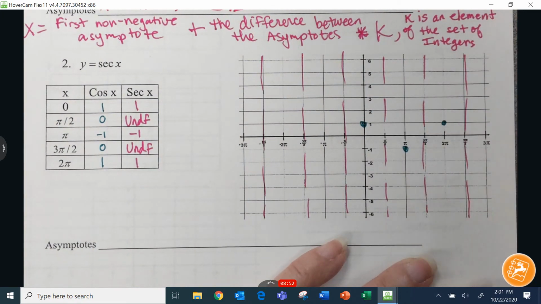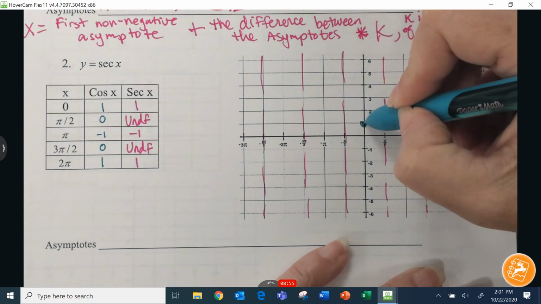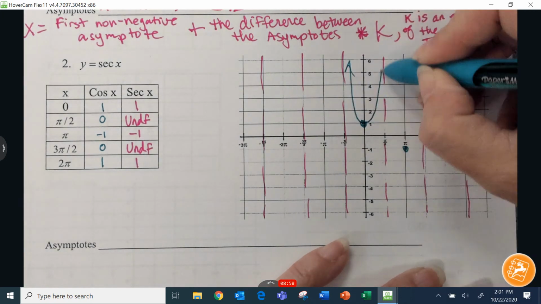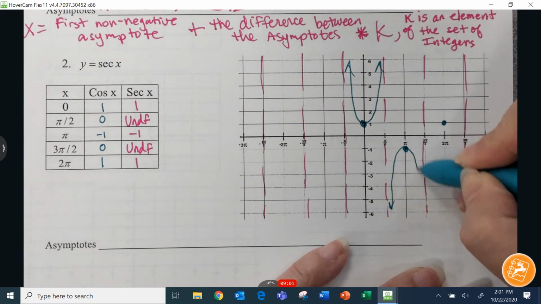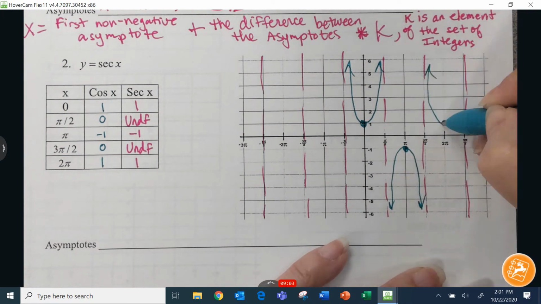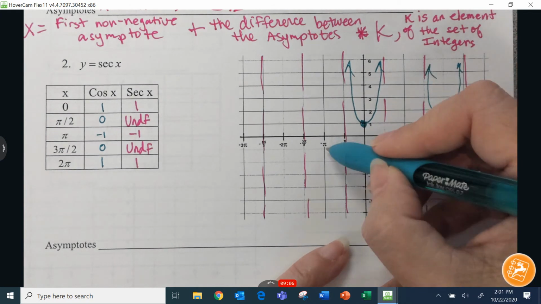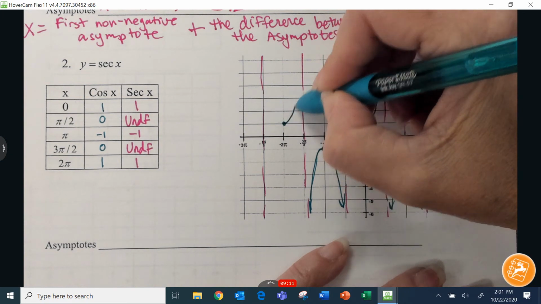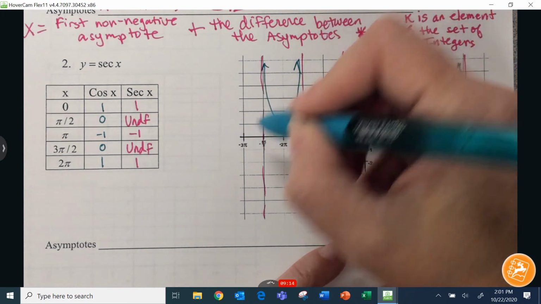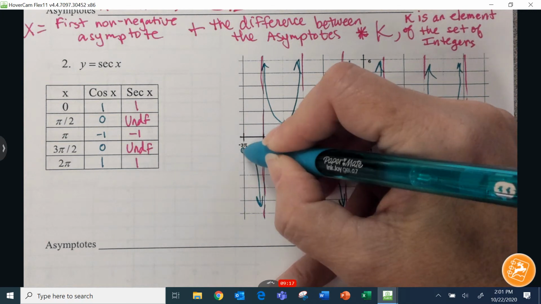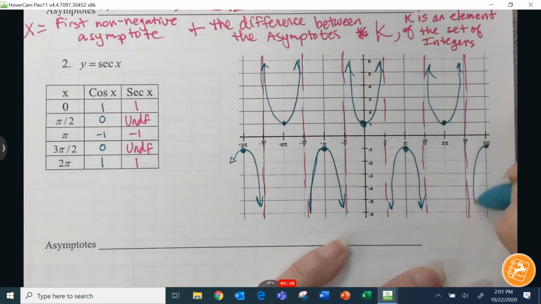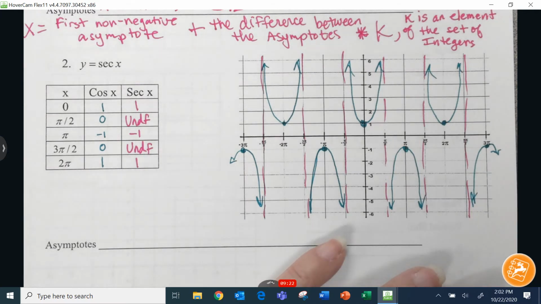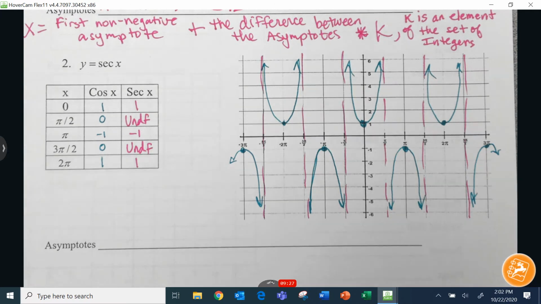And then 0, 1, pi, negative 1, 2 pi, 1. It's going to be the same shape. It's just shifted of what cosecant was. Just like sine and cosine are the same shape, just shifted. And then those sides of it are getting closer and closer to the asymptotes, but they're not passing through the asymptotes.